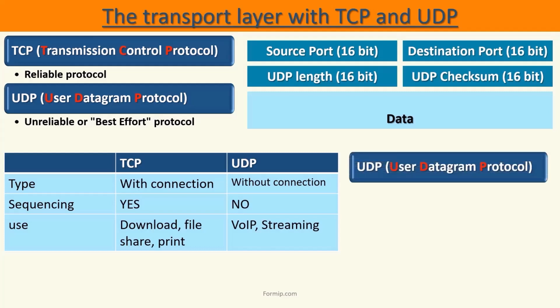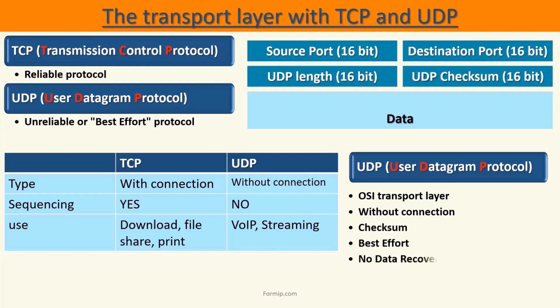In summary, the UDP protocol works on the transport layer of the OSI model, is a connectionless protocol, which means it just sends data, still limits errors thanks to the checksum field of its header, is a protocol that provides its best effort without being reliable, and has no functionality to recover data that's been lost.